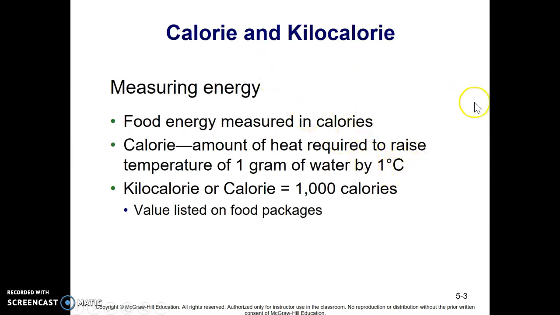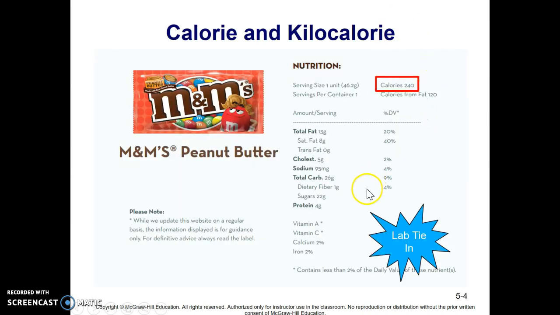You don't need to know the difference. It's just a matter of, in science, sometimes you might see numbers for calories that are really, really high, and it's because on food labels you're actually seeing kilocalories. So here's an example.